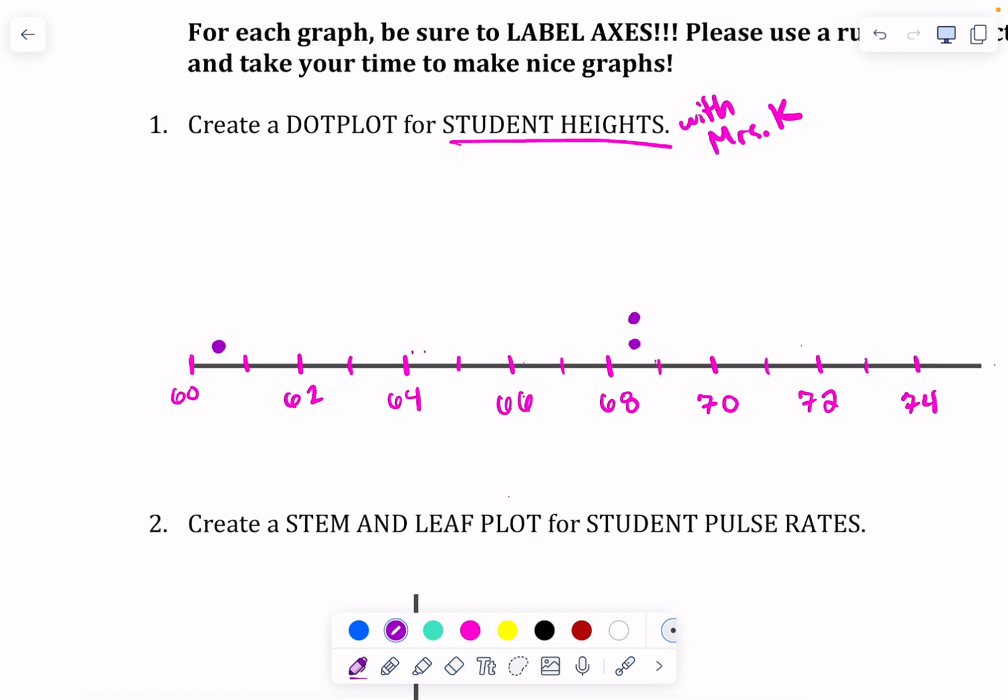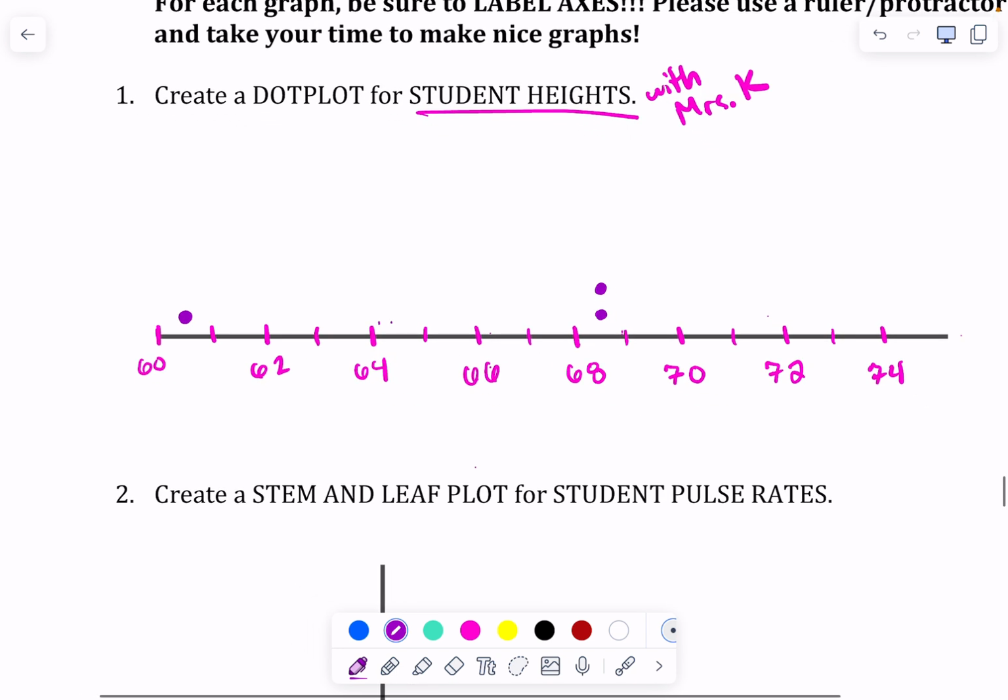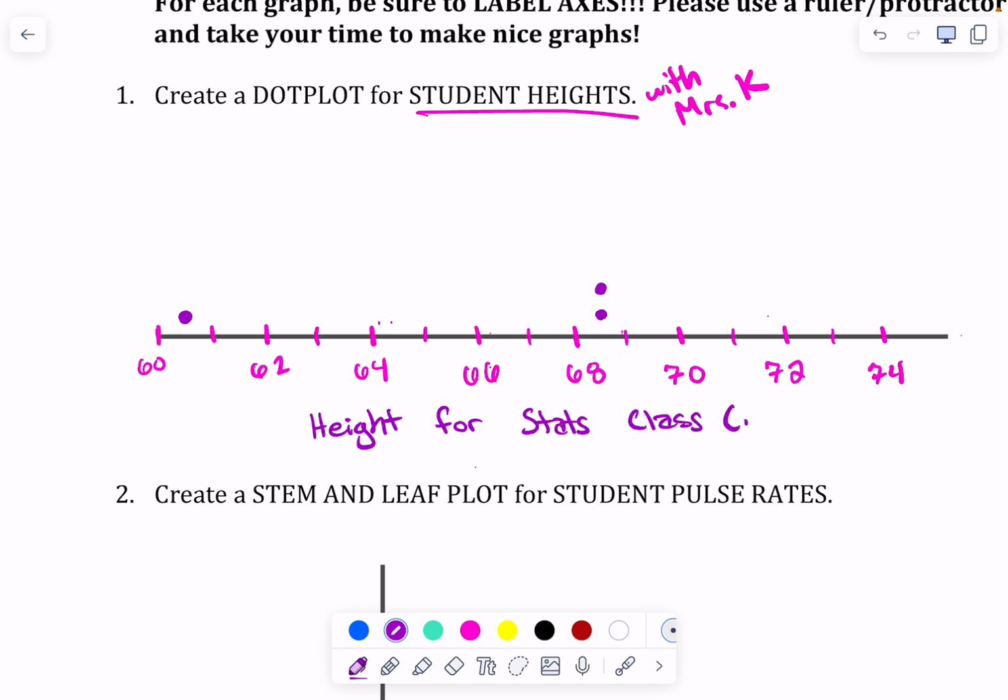We have some time to do that. All right, and the last thing, you have to label your chart. I'm going to label it below. So these are heights. Heights for stats class. And I'm going to say inches, IN for inches. Please label your charts. Label your charts. Okay?